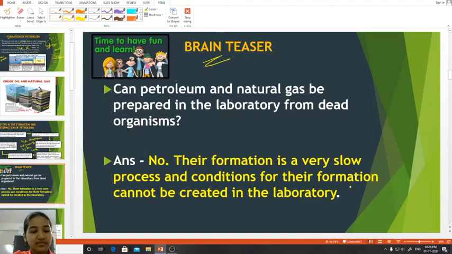Even if we try in the laboratory, it is not at all possible because the natural conditions which are required, we won't be able to provide them. And even if they were formed in the laboratory, what would be the value? It is not possible to prepare them. It's a very slow and huge process. It takes millions of years.